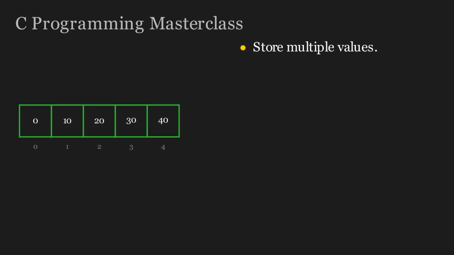What if you need to store the grades of 50 students? Creating 50 variables like grade1, grade2, grade3 would be a nightmare. Instead, we use an array. An array is a collection of variables of the same type, stored continuously in memory. Think of it like a row of mailboxes, all numbered. In C, we declare it like int arr[5]. This reserves space for 5 integers.